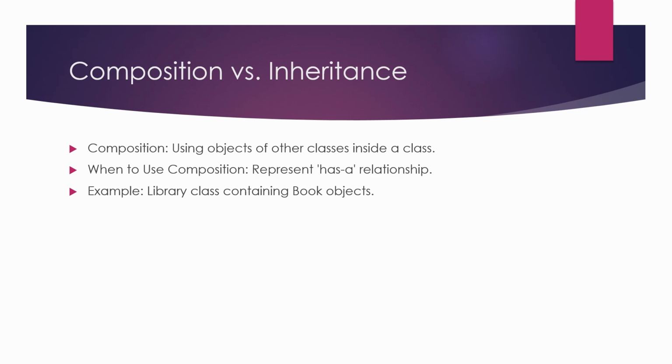Next, we will talk about composition versus inheritance. Composition involves creating objects that contain other objects, representing a has-a relationship. It's often preferred over inheritance when you need to avoid tight coupling between classes. For instance, a library class might contain a collection of book objects rather than inheriting from the book class. Composition is a powerful tool for building flexible systems.